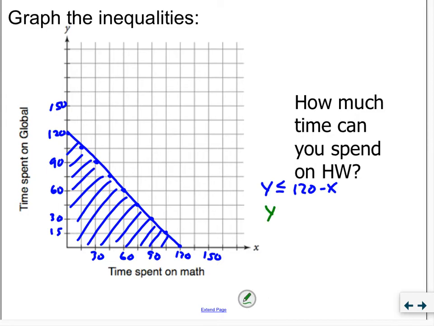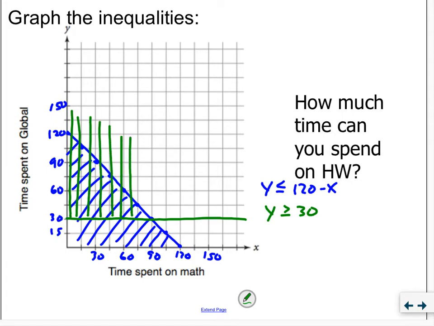The other one was that y was greater than or equal to 30. You need to spend at least 30 minutes. Well, that y is greater than 30 means that we have a horizontal line here at 30. Y is greater than 30. We graph a horizontal line, or a y equals a number line is just a horizontal line.